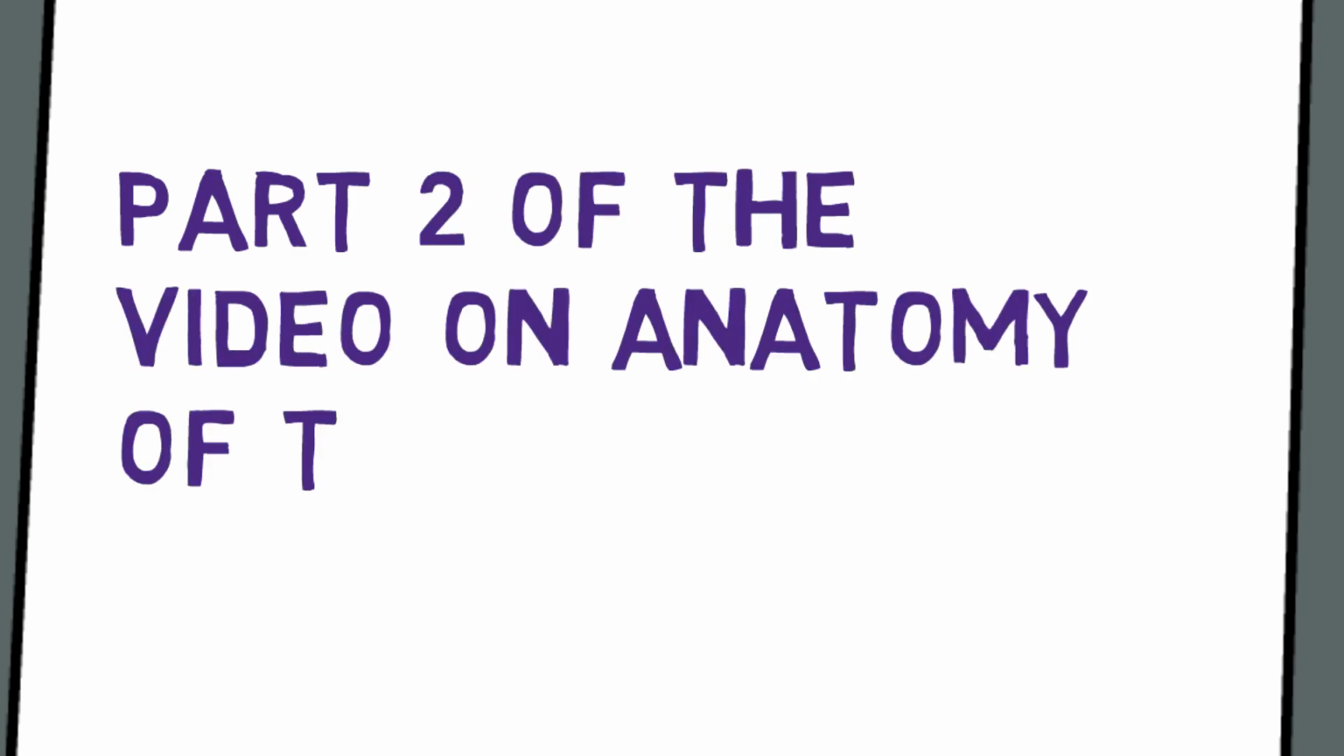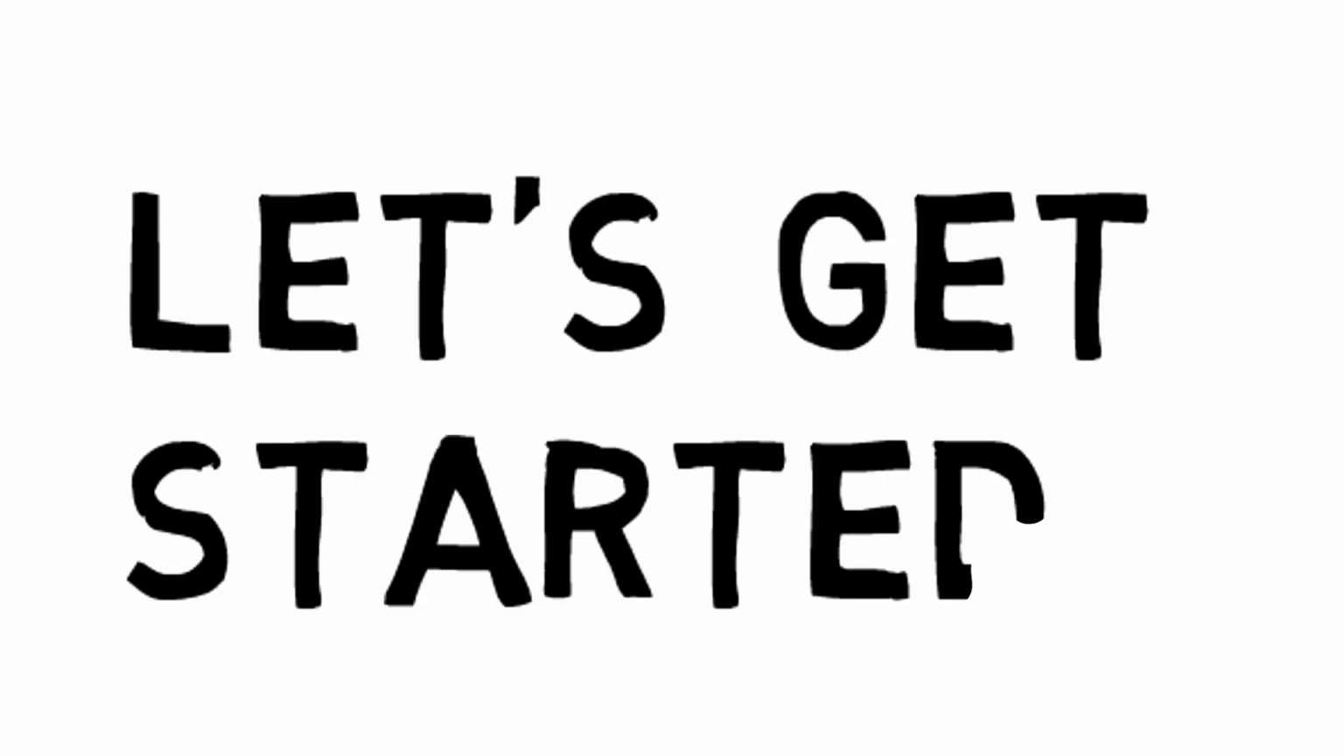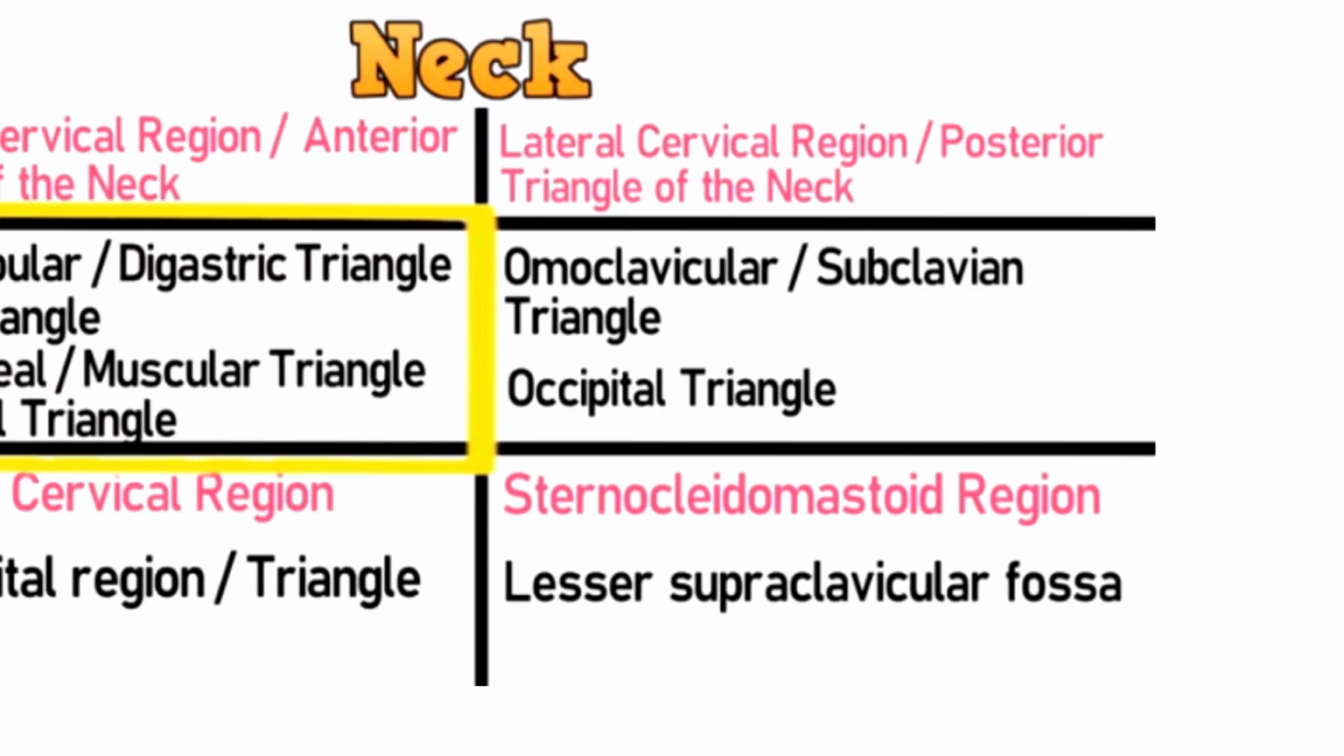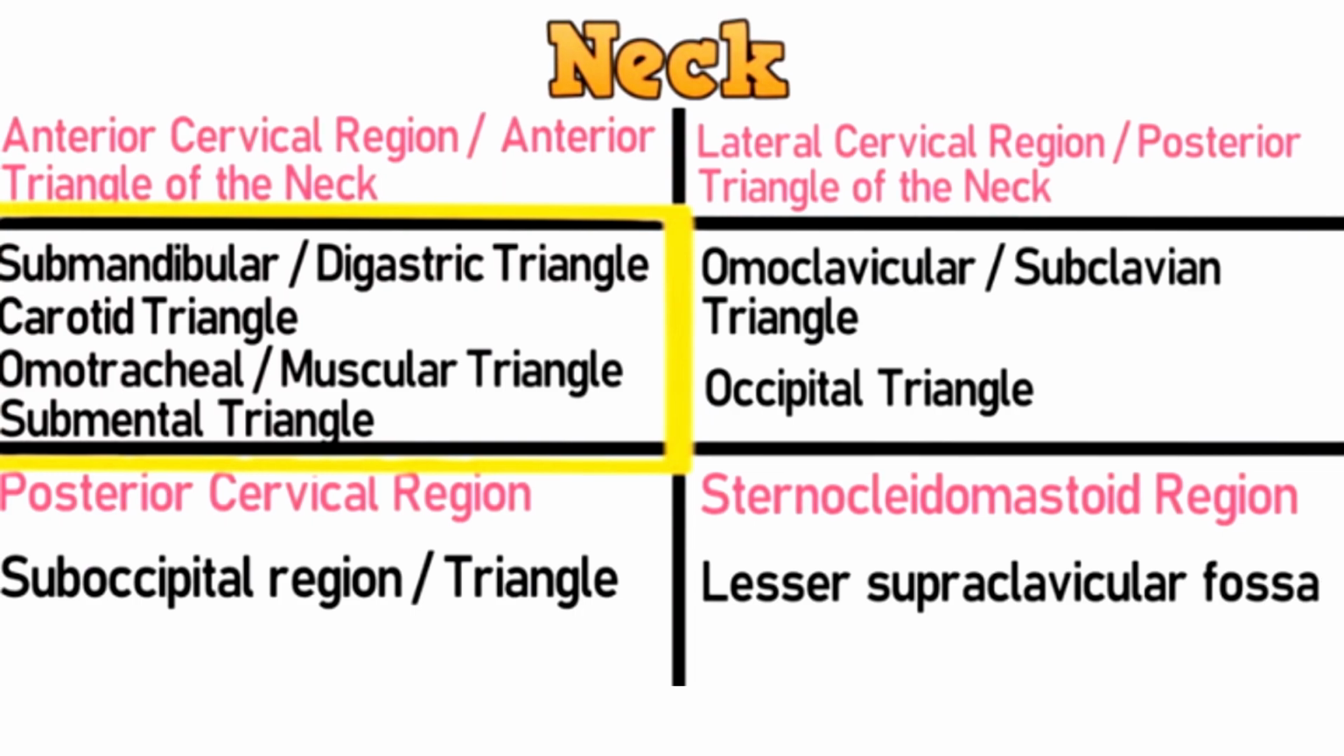This is part 2 of the video on anatomy of triangles of the neck. So without wasting any more time, let's get started. In part 1 of the video, we covered the anterior triangle of the neck and all the subtriangles present in it.